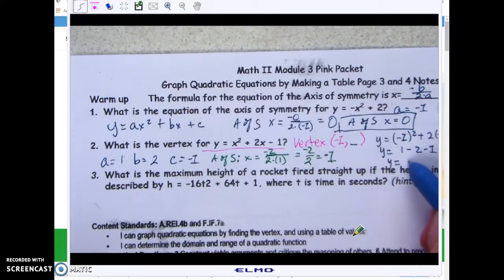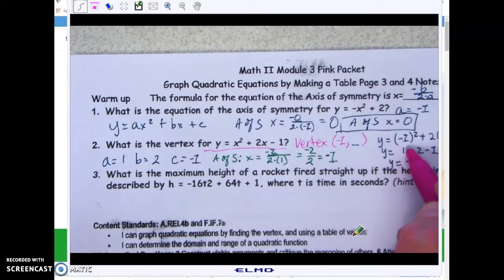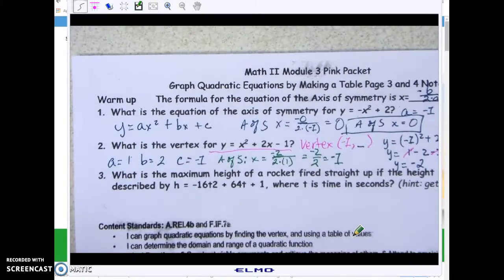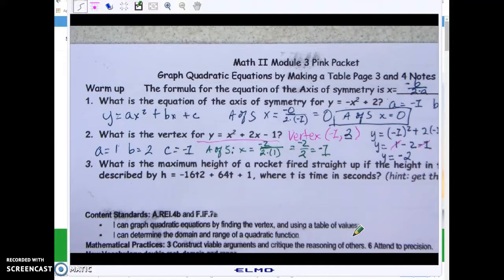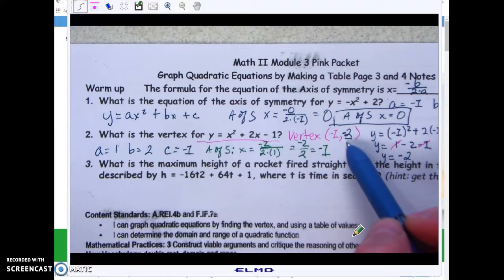Y equals -2. We can look at that like, cross that out and cross that out. 1 minus 1. What are we left with? The negative 2. Okay, so now we take that and we put it into the other spot. Oops, there. And there's our vertex. Negative 1, negative 2.